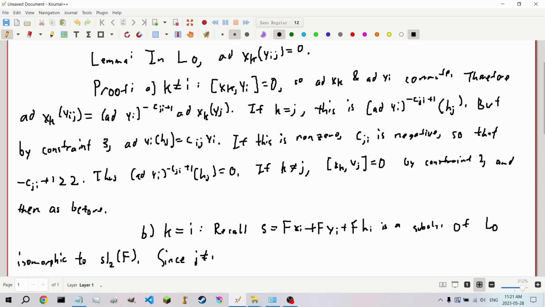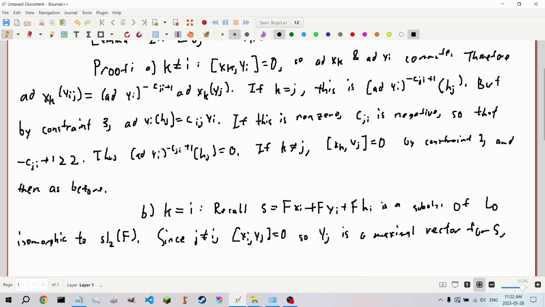Since j is not equal to i, the bracket of xi and yj is 0, so yj is a maximal vector for S of weight, what we're going to label m, which is equal to negative cji, as the bracket of hi and yj is equal to negative cji yj.